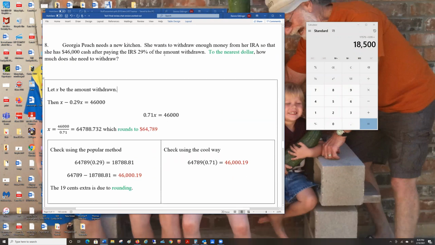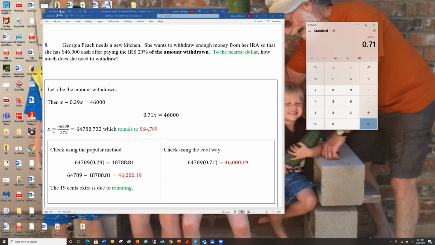Okay. This person wants to take out enough money to have 46,000 cash after the IRS gets 29% of the amount withdrawn. That's critical. Of the amount withdrawn, not 29% of something else. So here it is. If X dollars are withdrawn, X take away 29% of X is 46,000. And again, this is 1X minus 0.29X. And of course, 1 minus 0.29, and don't forget to look at it, is 0.71. So the 46,000 is 71% of the amount withdrawn.